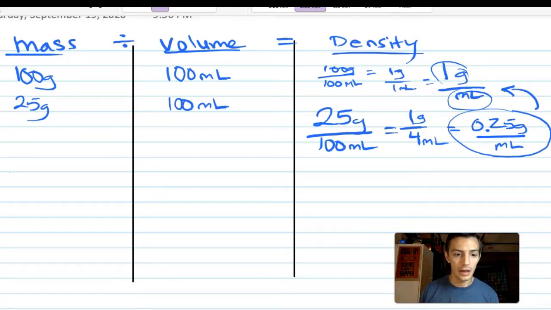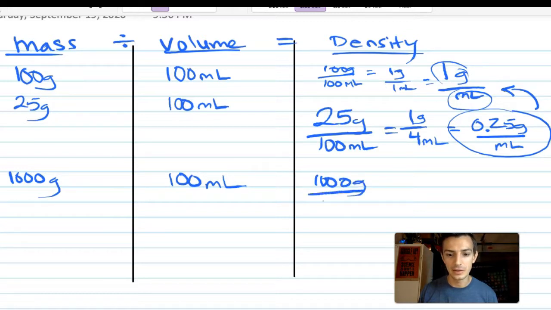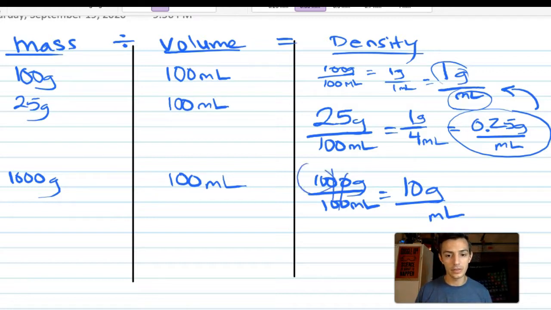How about 1,000 grams and 100 milliliters? What's that one going to be? See if you can do it before I do it. Okay, I'm going to let you pause if you haven't done it already. You can do it now, but regardless, here we go. 1,000 grams divided by 100 milliliters is just going to be 10 grams per milliliter. And again, we don't really need to write the 1. But that's pretty easy to figure out math-wise. 1,000 divided by 100 is just 10. You take care of all the zeros, and you're left with 10.